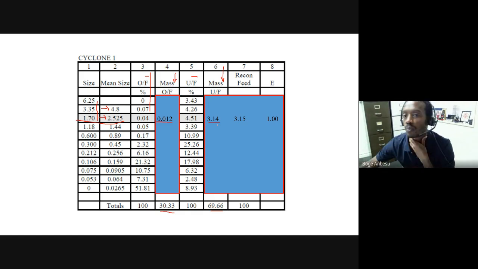And basically, you can complete all the other missing ones. Those are the same example. Okay. So we do mass of overflow, mass of underflow. The feed can be obtained by adding this column here and this column here. We should get the feed. So that would be overflow plus underflow in mass, and that should add up to 100 tons if we're assuming 100 tons. Okay.